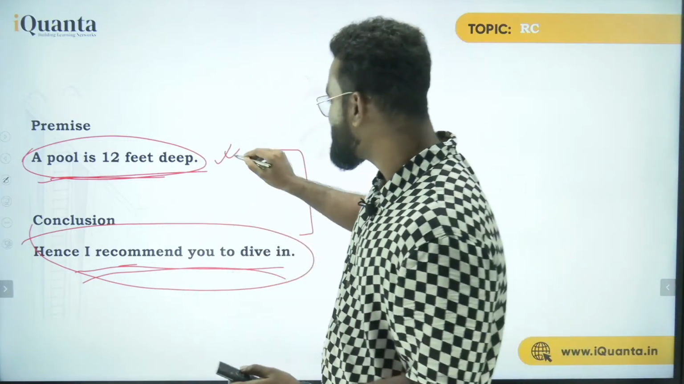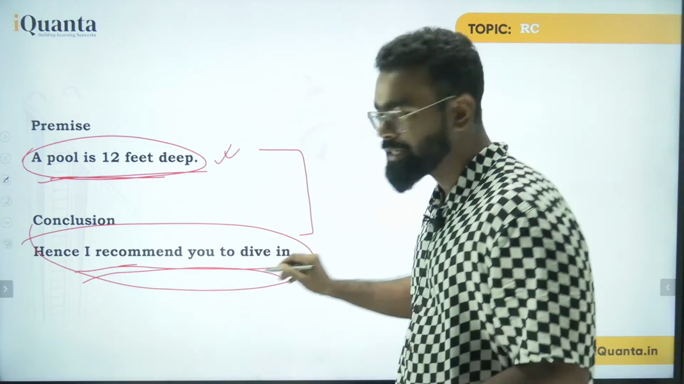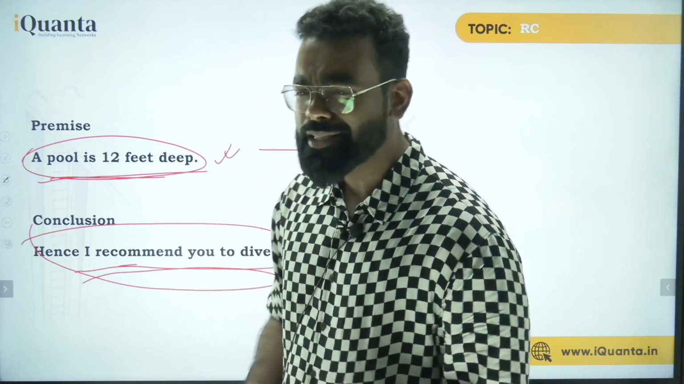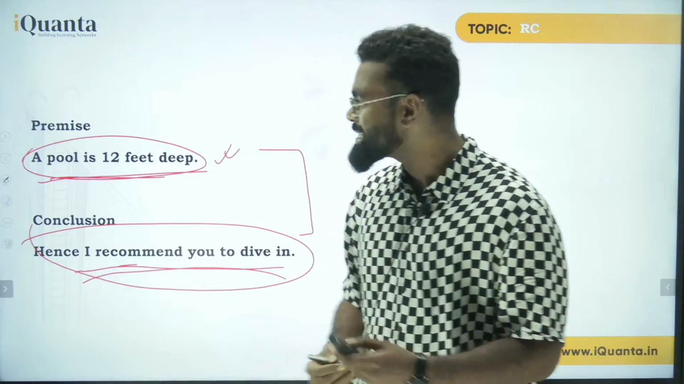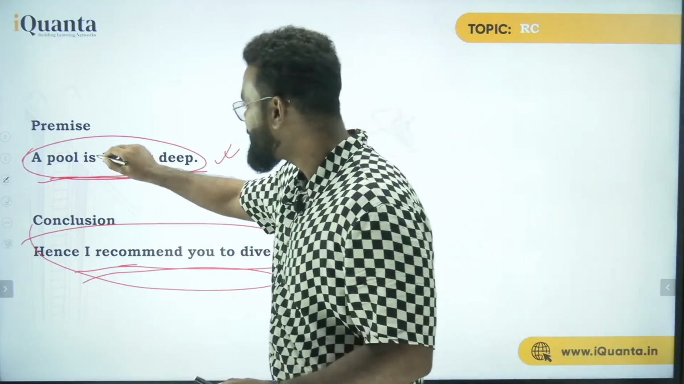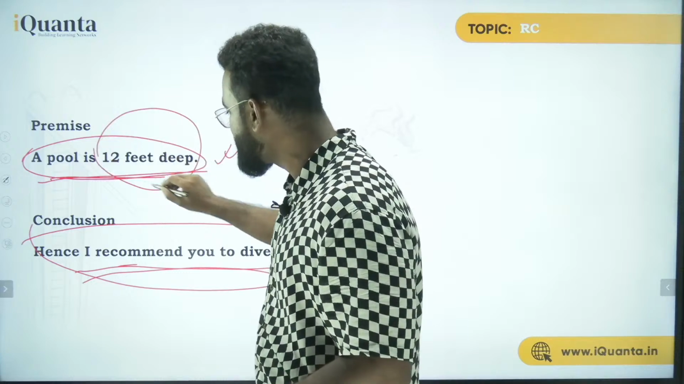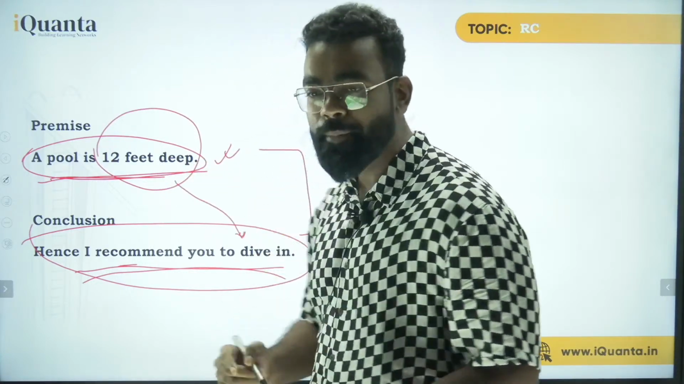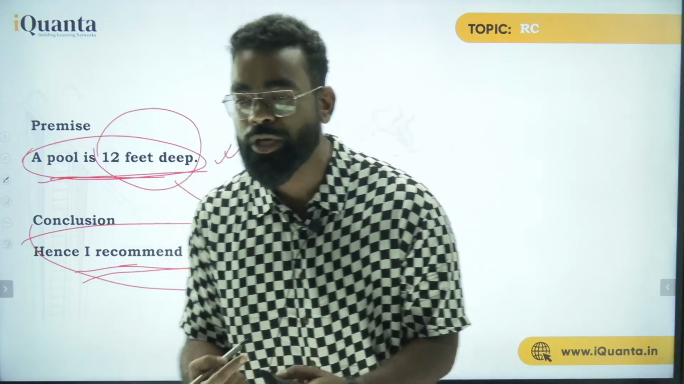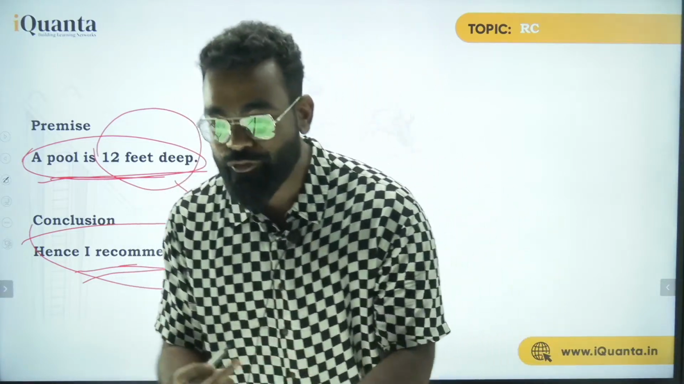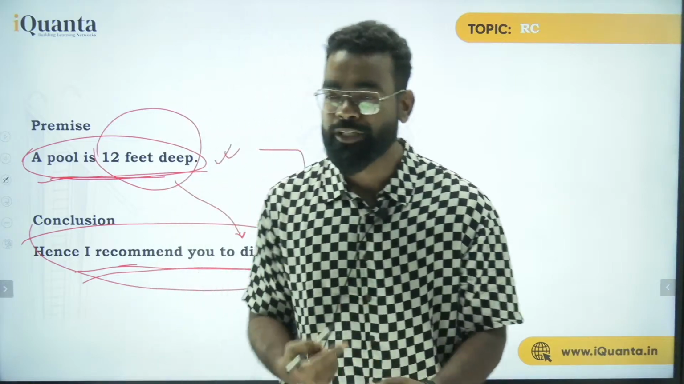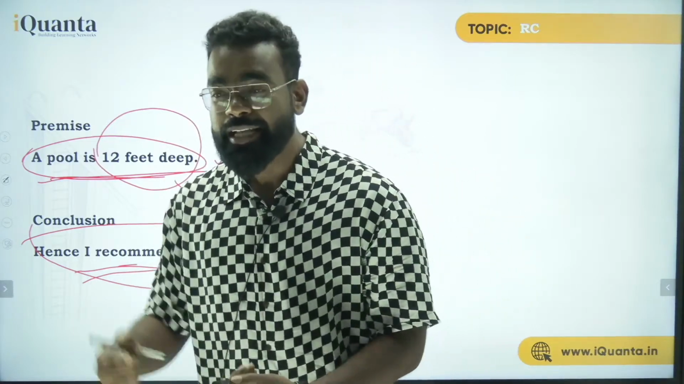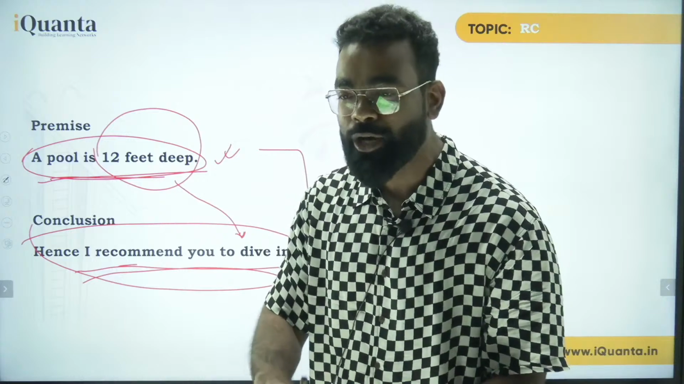What is basically implicitly stated here, which we are not using here? It's not exactly a physics phenomenon. So what I can say, my assumption is basically that 12 feet deep is safe for diving. I can say, assuming the pool is 12 feet deep, it is safe for diving. Exactly, you are saying it right. So this is not the only assumption, right? Yes, this is also an assumption, that the pool has water also.